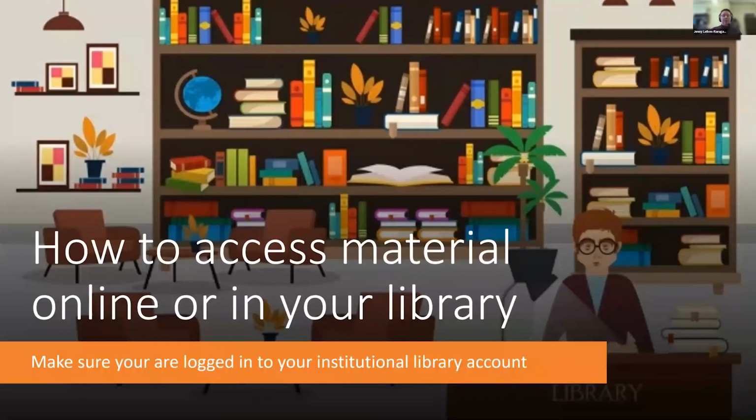Once you've found a resource that you think is going to be relevant for your research, you can navigate from BBIH to different library catalogues. Just make sure that you're logged into your institutional library account, because it will help make the process seamless and allow you to access the full text much quicker.